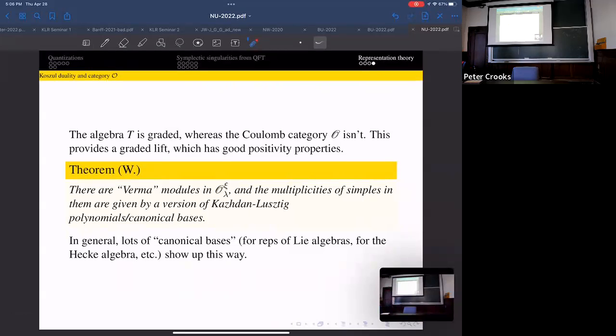One of the cool things about this is that this algebra T is the Ext of some simple module, so it's graded. But the Coulomb category O isn't graded in any obvious way. So this T gives me an actual extra grading on it. And that lets me do Kazhdan-Lusztig theory for category O. In the Coulomb category O, I have some version of Verma modules, and you can describe the multiplicities of simples in terms of canonical bases.